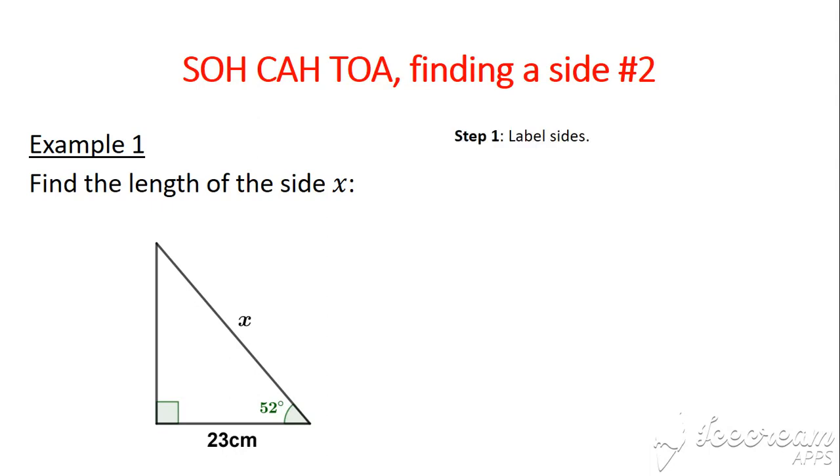All right, so let's go through our 4 steps. Step 1, we're going to label sides. So this is our hypotenuse, the longest side. This is our opposite side, and this is our adjacent side.